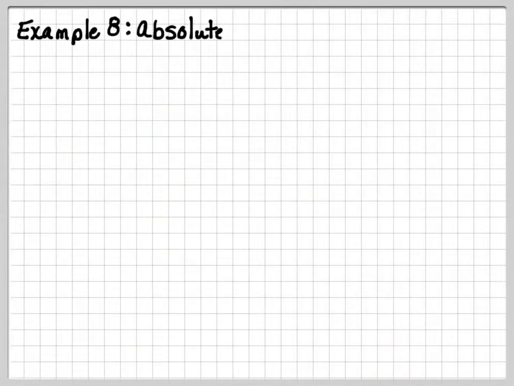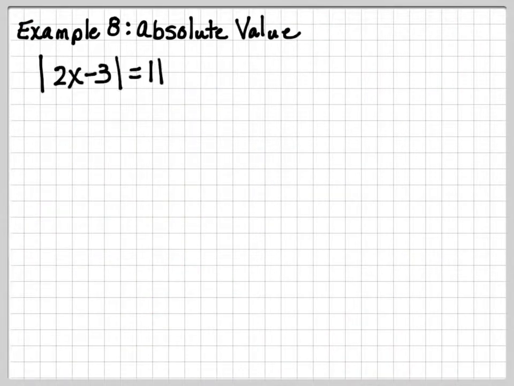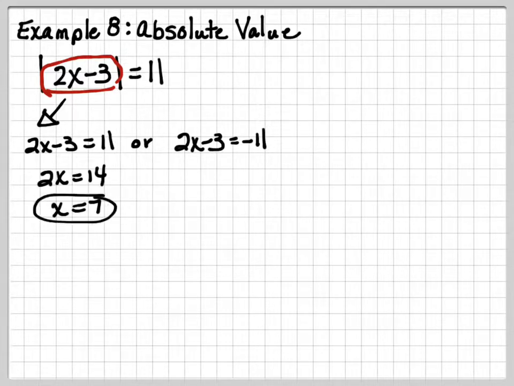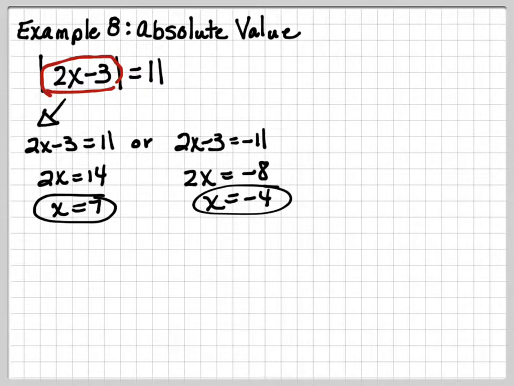Okay, let's talk about some absolute value here. If I have the absolute value of 2x minus 3 equals 11, that means that what is inside there can either be positive 11 or negative 11, because when you take the absolute value sign off of it, it becomes positive. So either 2x minus 3 is 11 or 2x minus 3 is minus 11. And when we solve these, I get either x equals 7 or x equals minus 4.